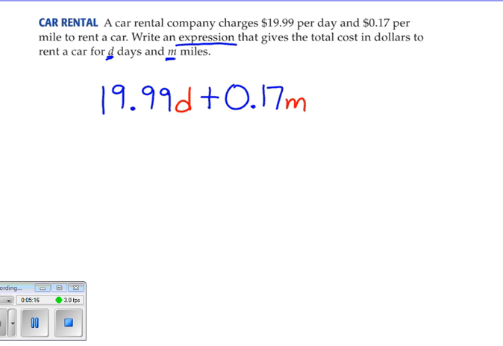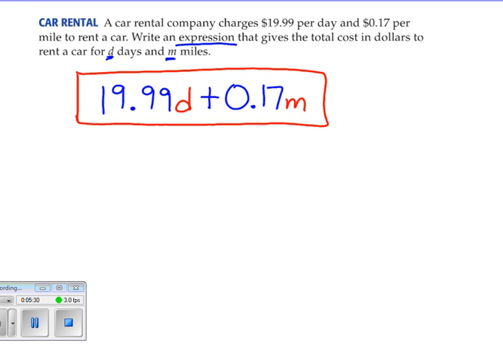And there's our expression, 19.99 times D. Since they're right next door to each other, that indicates multiplication, plus 17 cents times M. And that's our final answer. We can't solve because we don't know how many days we rented the car for or how many miles they drove it.